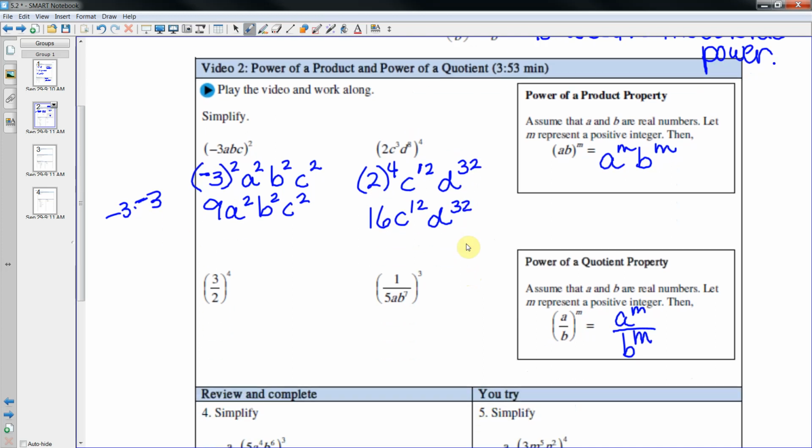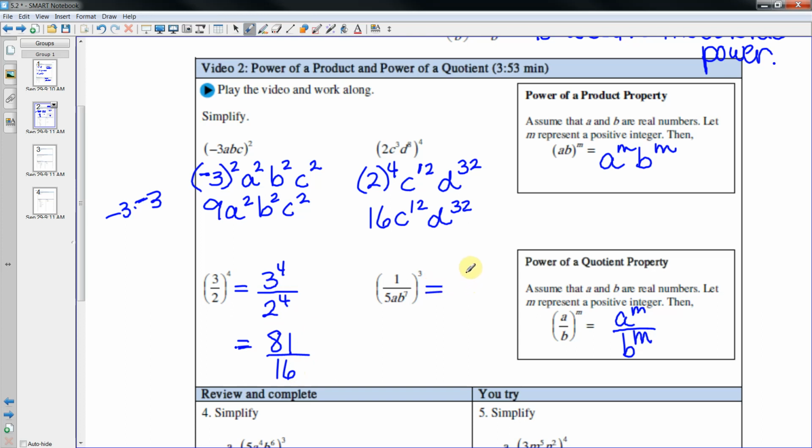Alright, the next one is a fraction, and fractions should not worry you at all. That's just going to be 3 to the 4th over 2 to the 4th. And then if you figure out both of those numbers, 3 to the 4th power is going to be equal to, I believe it's 64, I think. Nope, 81. I'm thinking about 2 to the 4th power, which is 16. And then if that could reduce at all, you would reduce it, but 81 over 16 doesn't reduce.